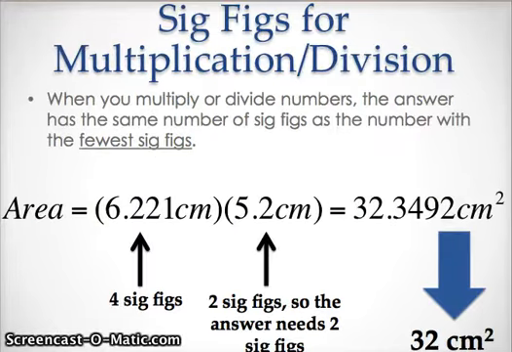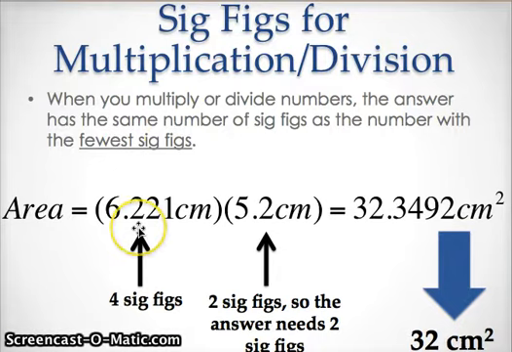Now, what would happen if we multiply or divide? Do the same rules apply? And the answer is no, they don't. They're very different. So when you add or subtract, you look at the least decimal place. When you multiply and divide, you round to the least sig fig.